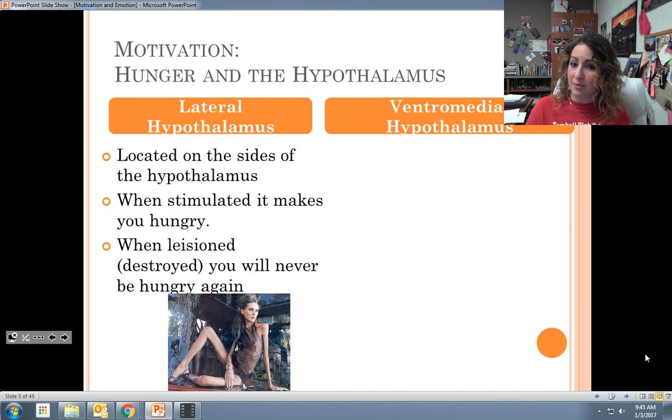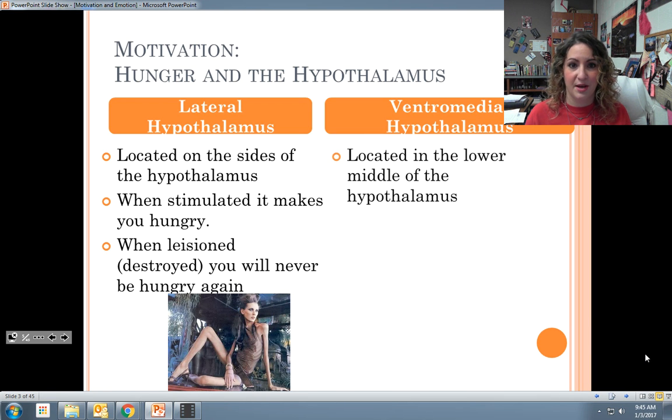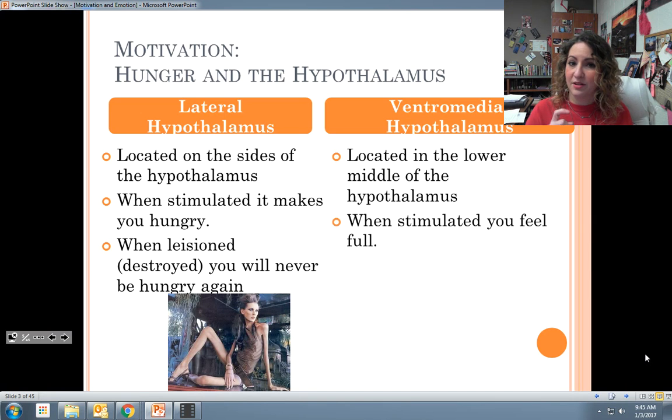The ventromedial hypothalamus, that's going to be in the middle of the hypothalamus. It's the inside of it. And when stimulated with an electrode, it makes you feel full. It makes you feel satisfied at the end of a meal. So what if we were to remove it? What if we were to take it out? You would never feel full again.